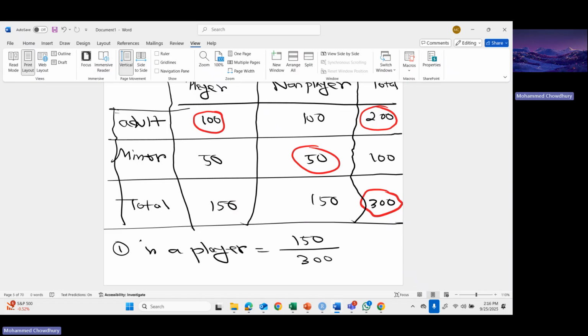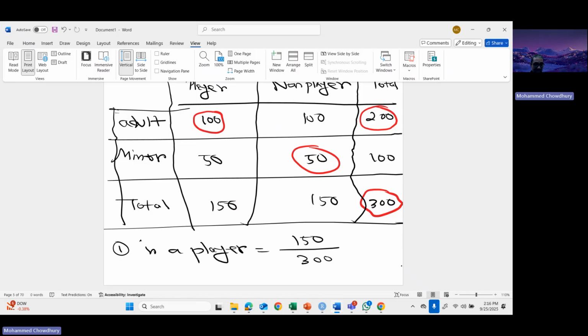A person is randomly selected from the 300 persons. I want to know the probability that the selected person is a player. So there are 150 players out of 300. So this is like that.